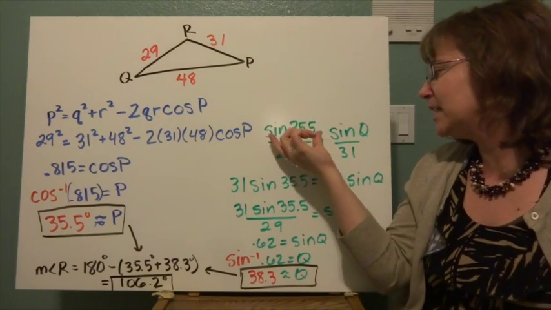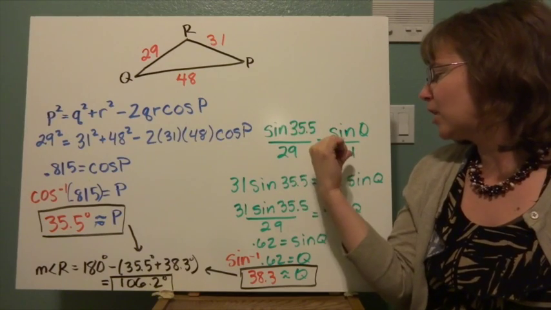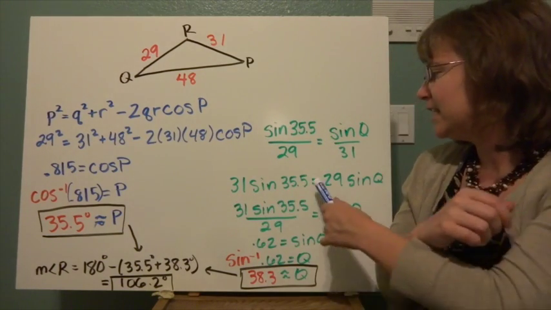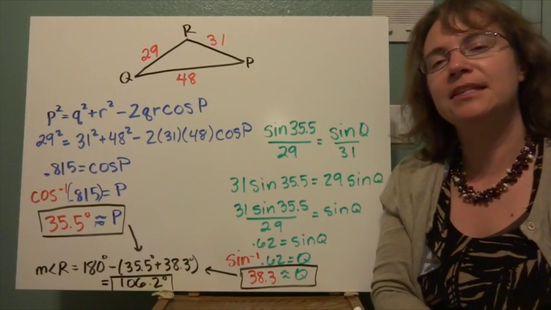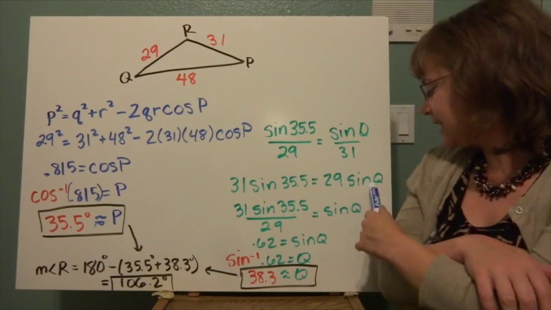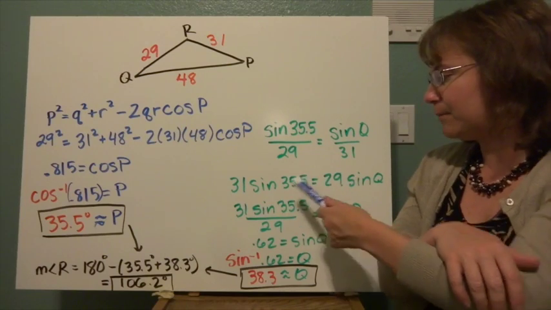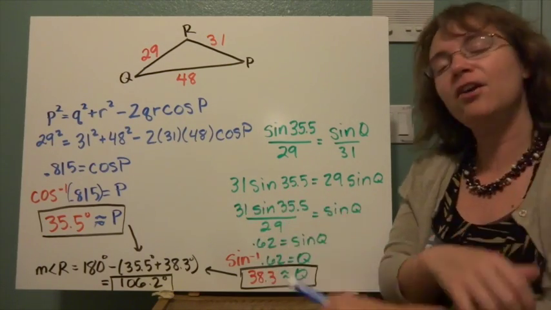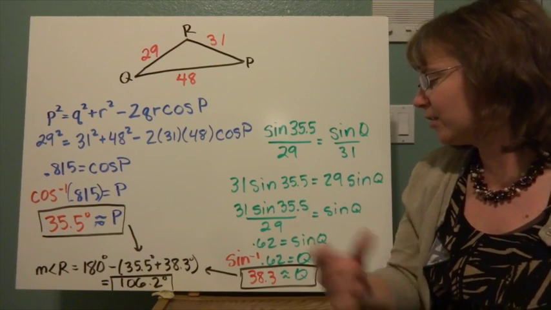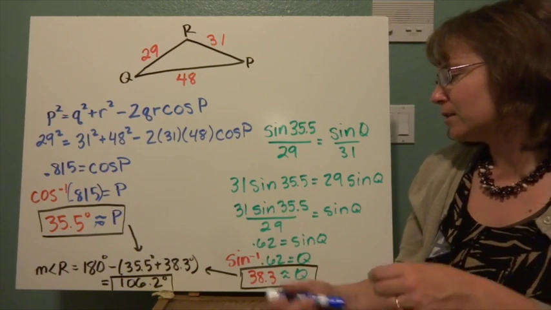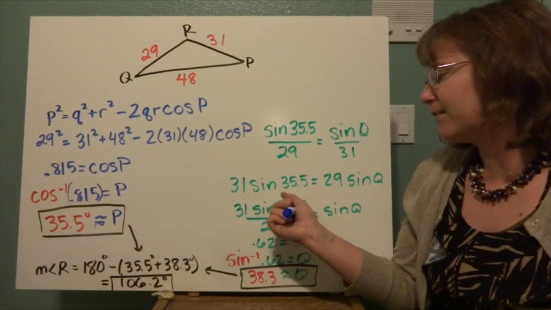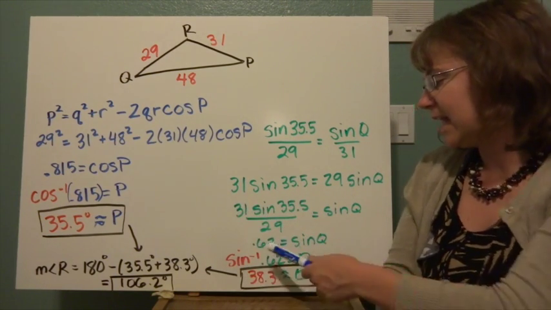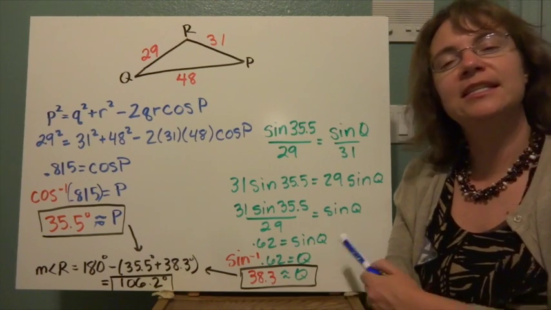And then what I did here is I multiplied across, so I have 31 times sine of 35.5 is equal to 29 times the sine of Q. And then I'm just isolating sine of Q by dividing both sides by 29, and I get this lovely thing right here. And I can go ahead and type that into my calculator and come up with a value. So I can do sine of 35.5 and then multiply that whole thing by 31 and divide by 29. And I get 0.62 is equal to the sine of q.